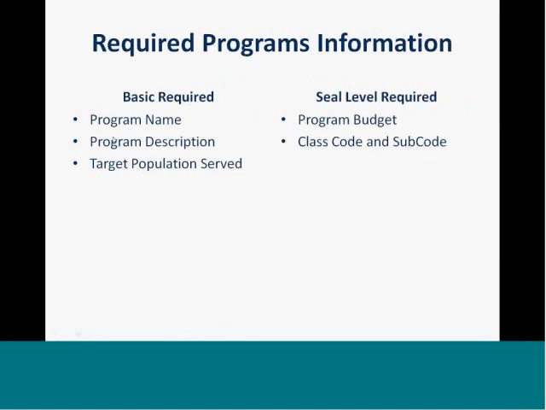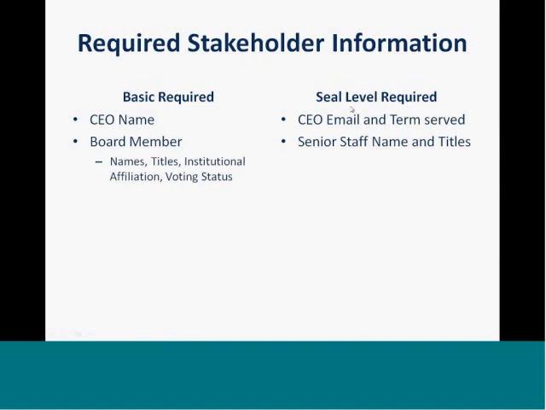Program information, basic required: these are the minimum required sections for the programs, which are the program name, program description, target population served. For the seal: program budget, and class code and subcode. These are the NTEE codes. Stakeholder information: these are your CEO name and board member name, title, institutional affiliation, and voting status. For the seal: the CEO email and term served, senior staff name and titles.